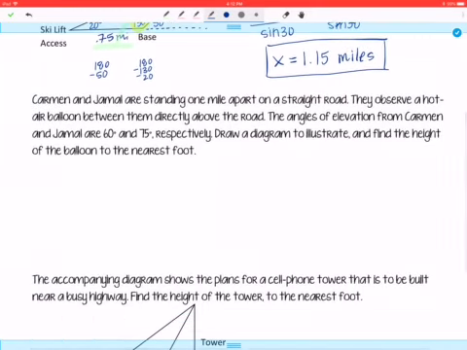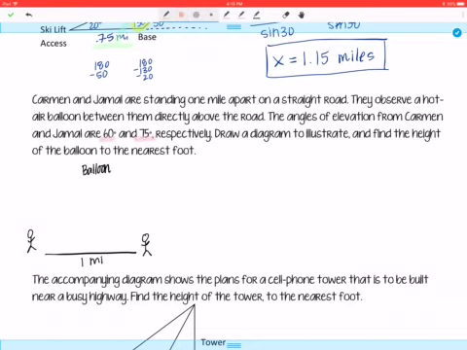Secondly, it says Carmen and Jamal are standing 1 mile apart on a straight road. So we could go ahead and sketch that. You have Carmen, have Jamal. There's a road between them that's 1 mile apart. They observe a hot air balloon between them directly above the road. So somewhere up here, we have a balloon. The angles of elevation from Carmen and Jamal are 60 degrees and 75 degrees respectively.